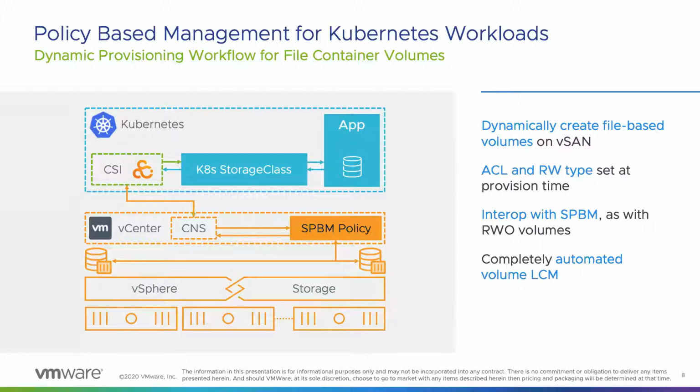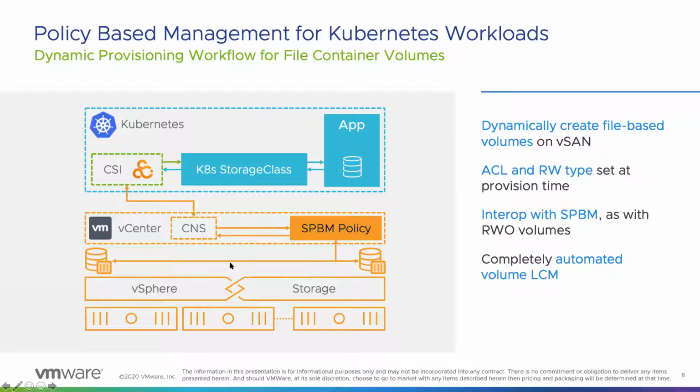So when the storage class is referred to and the application is instantiated, the storage class is given to the CSI provisioner within Kubernetes, and CSI talks to the CNS plugin within vCenter. CNS interprets the policy associated with this storage class and hands it off to the SPBM policy engine. The SPBM policy engine interprets the actual policy and then creates a read write many persistent volume, which is backed by a vSAN file share on the underlying storage with two-way replication.